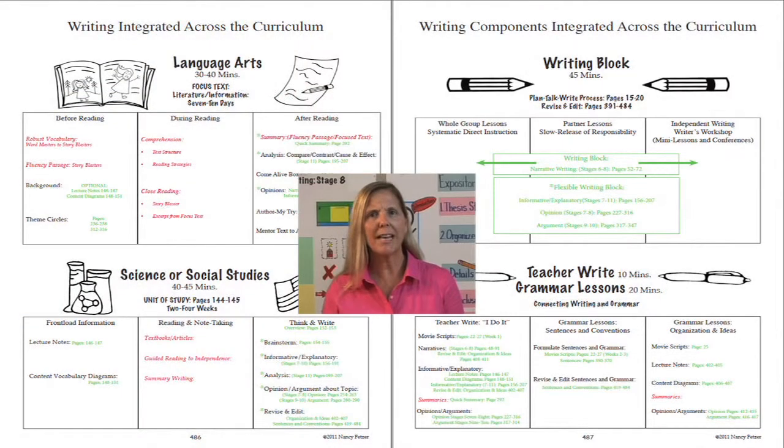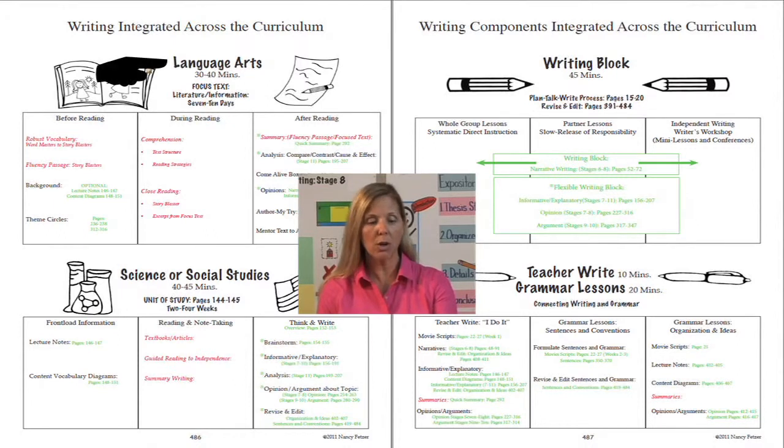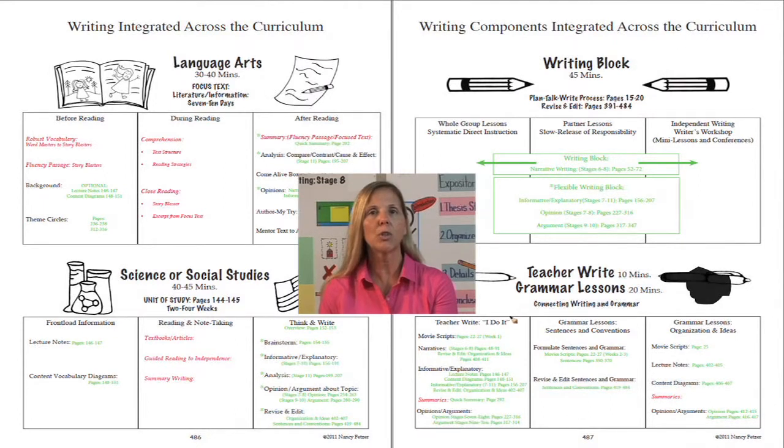One of the chapters at the beginning of this book was writing across the curriculum, in which I gave you a bird's eye view of how you can integrate all the different genres of writing into your curriculum. Now, at the end of my book, I not only have all of the different ways that you can integrate writing into your core curriculum, I have my specific activities and the page numbers that you can find them in this manual. I have your core subjects of language arts, science, social studies, and also a writing block, as well as the teacher write and grammar lessons.